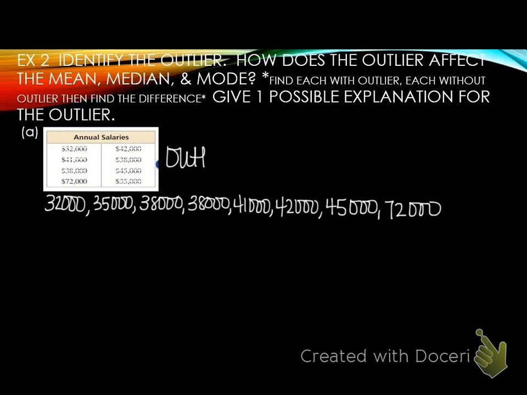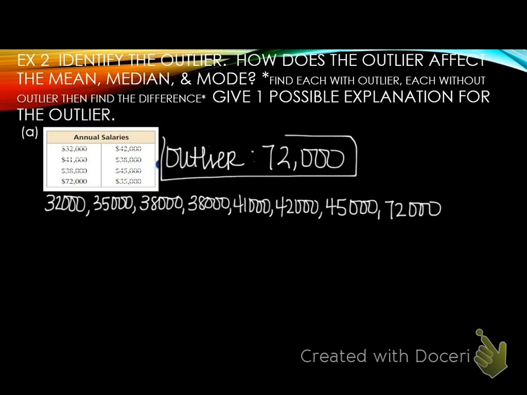Now, first thing it asks us to identify is the outlier. So let's put the outlier up here by the table. What is the outlier? 72,000. Good, 72,000. That is a much larger salary than the rest of the numbers in that table. So 72,000 is what we consider our outlier.